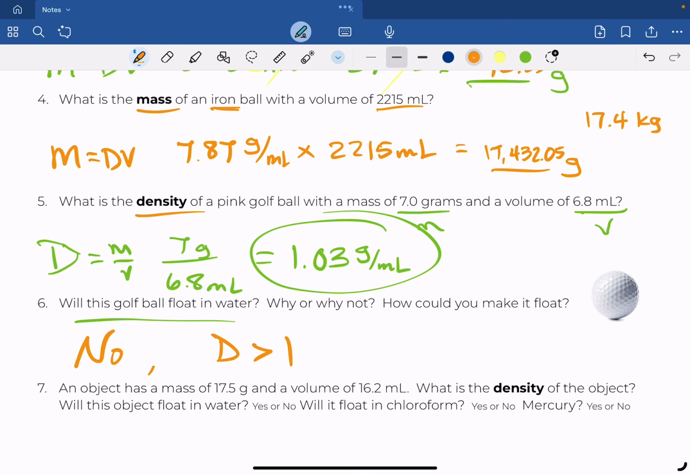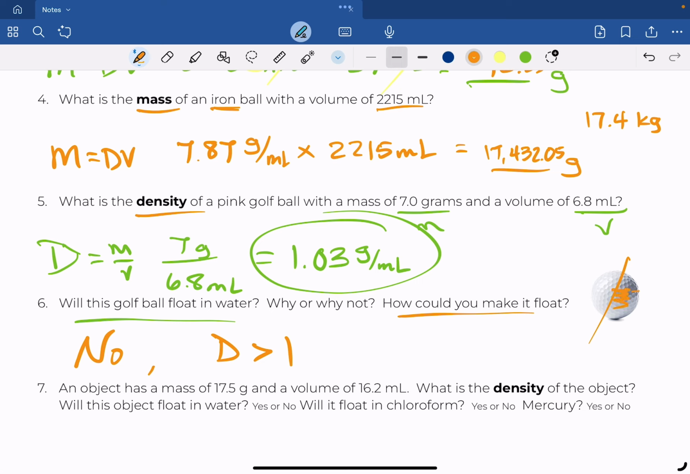That's what we're comparing it to, the density of water. If it's greater than 1, it sinks. If it's less than 1, it floats. How could you make it float? In class, some people said, what happens if you cut it in half? Well, if you cut it in half, we're halving the mass, and you would take half of the volume, so you'd still be in that same ratio, or you'd still have the same density.